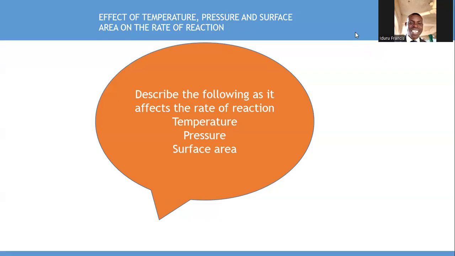Good evening, students. I want to discuss the effect of temperature, pressure, and surface area on the rate of chemical reaction, and perhaps also take one or two examples to illustrate it. So our objective this evening will be to describe the following as it affects the rate of reaction: temperature, pressure, and surface area.